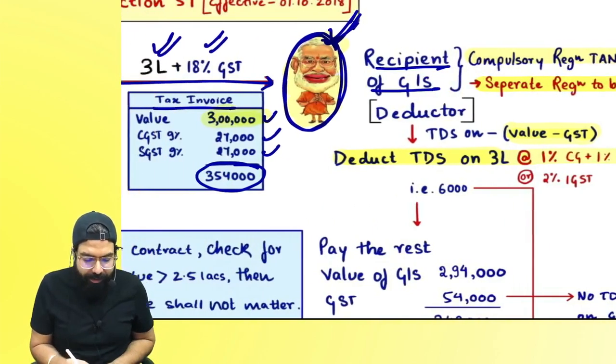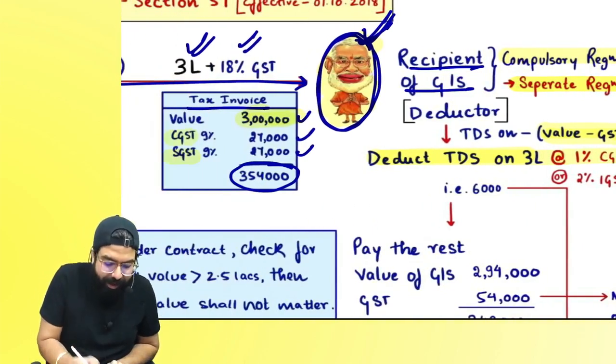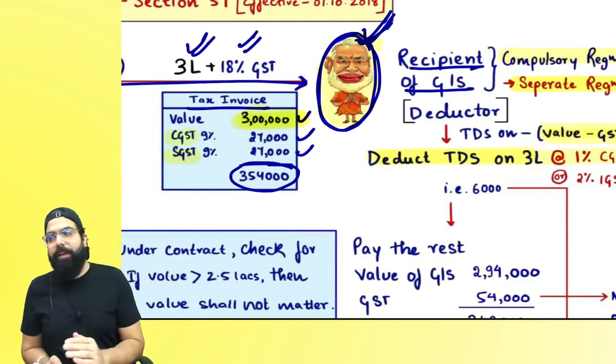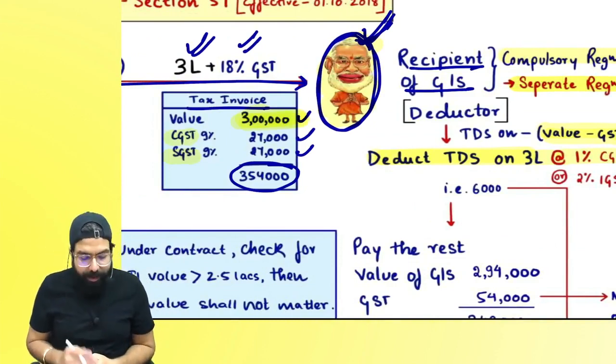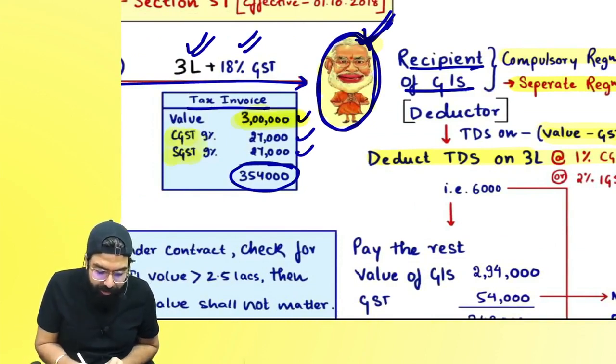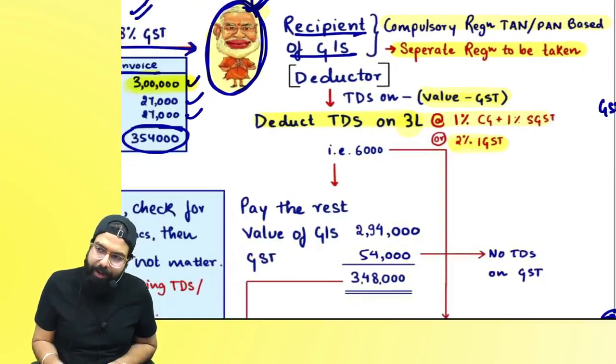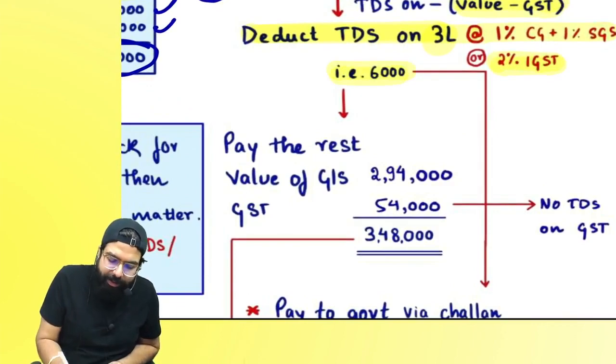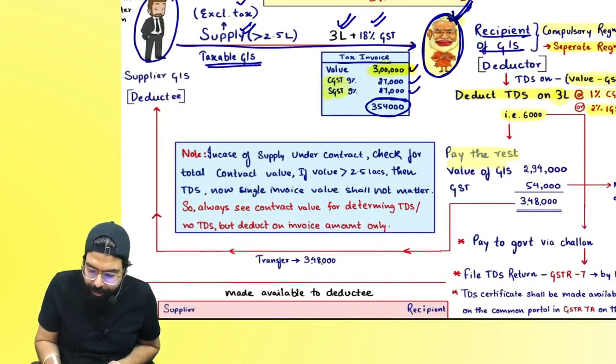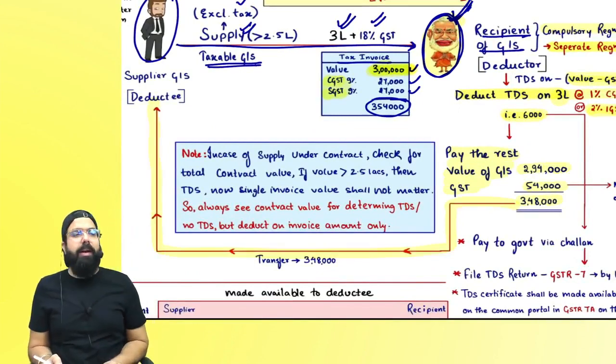1% CGST. If in the invoice CGST and SGST is charged, on the value also 1% CGST, 1% SGST will be charged. If on the invoice IGST is charged, then on 3 lakh, 2% IGST will be deducted. That is 6,000 will be deducted and the remaining amount will be paid to the supplier, that is over here 3 lakh 48,000.